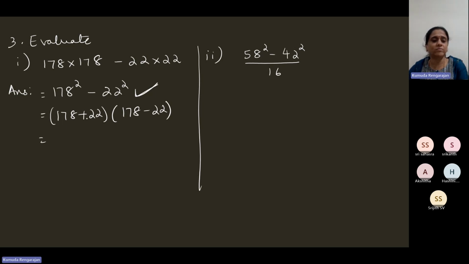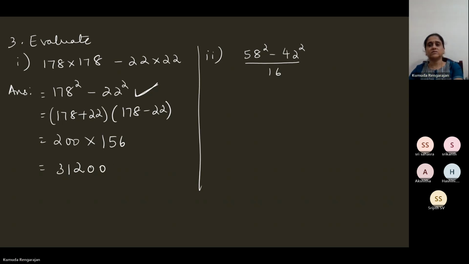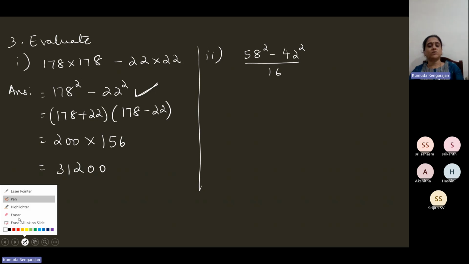So when you add these two numbers, you get 200. And when you subtract, you get 156. 2, 1 carried over, 1 carried over, 3, 1, 2, 2, 0. Is this correct? Yes, ma'am. Okay.